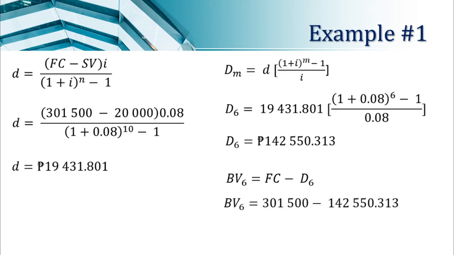Solving for book value, we need to subtract D6, which is 142,550, to the first cost, which is 301,500. Okay, solving the equation, we have a value of 158,949.687 pesos as our book value at the end of 6 years. So, ibig sabihin, ito na lamang yung value ng iyong bulldozer after 6 years.